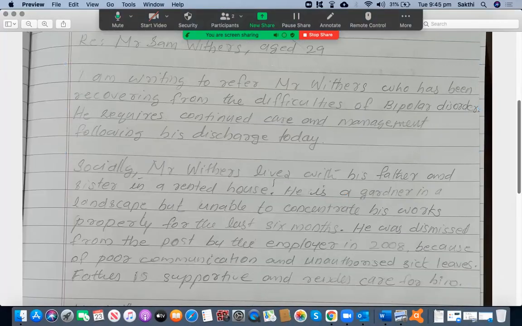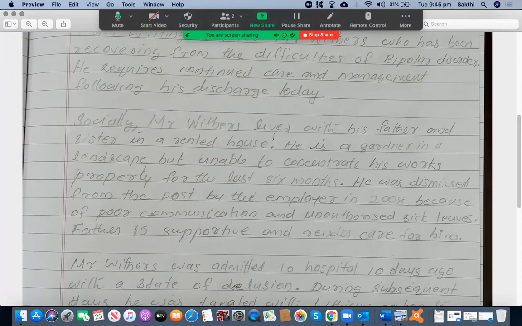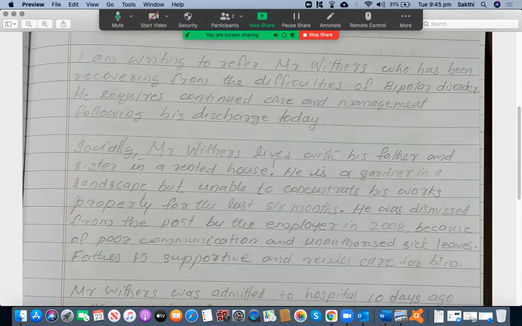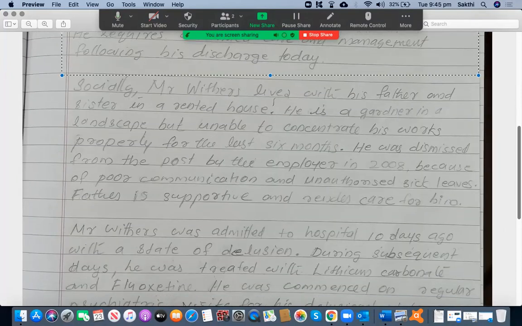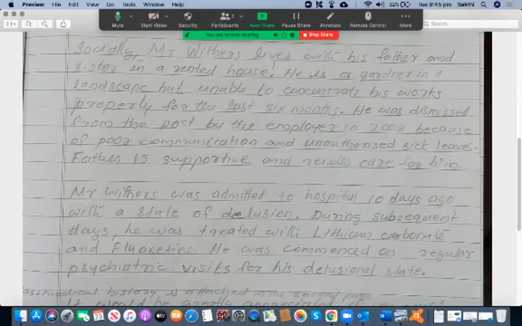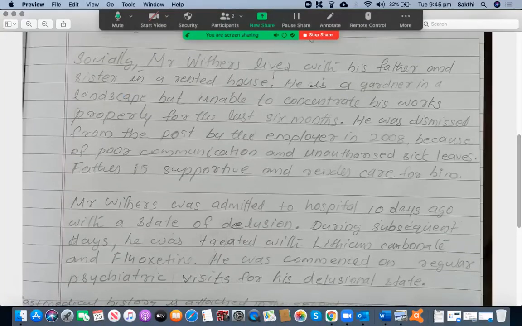All right, let's go to the next one. He requires continued care and management following his discharge today. Yes, everything else sounds good as far as the introduction paragraph is concerned. I'm happy with this. So socially, Mr. Withers lives with his father and sister in a rented house. That's good. I'm happy with that as well. There is no grammar mistake. He's a gardener. I think it's gardener. It must have e before n.